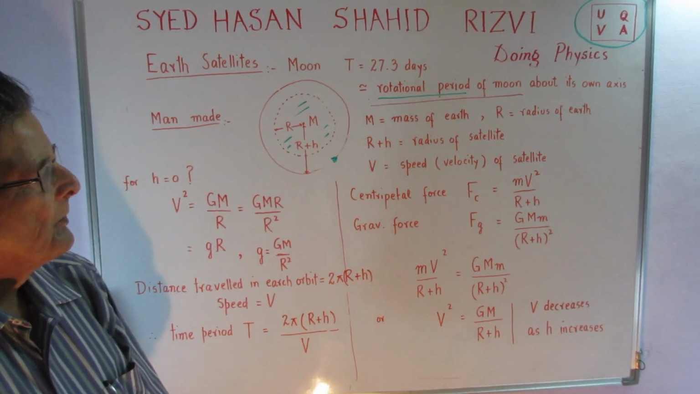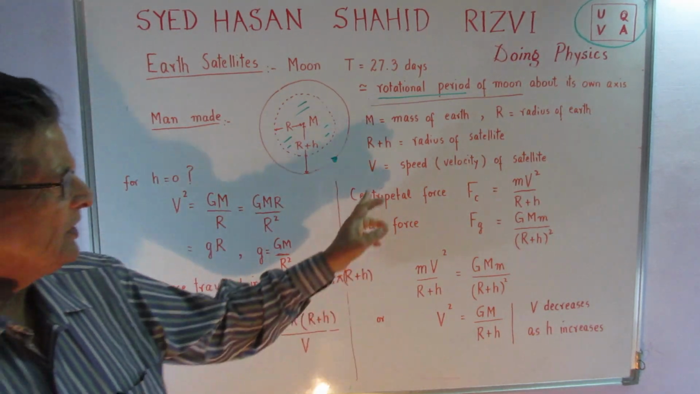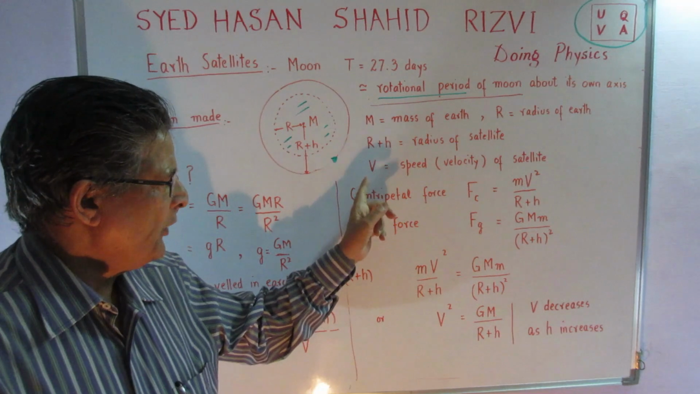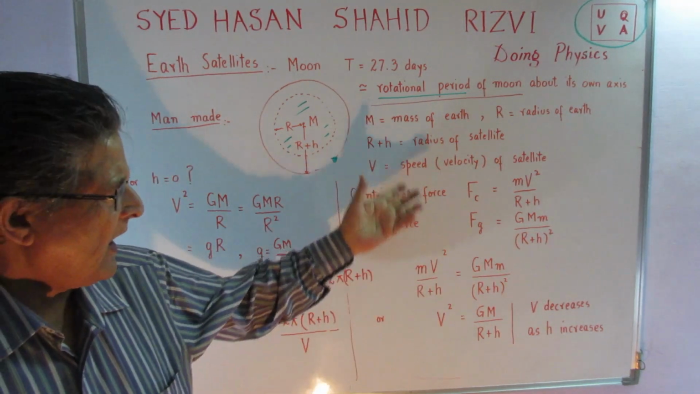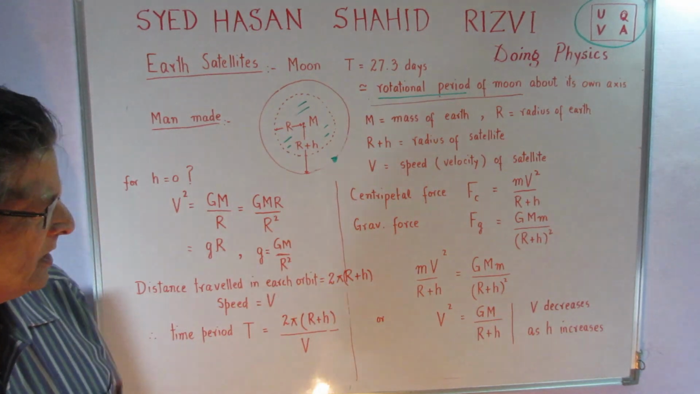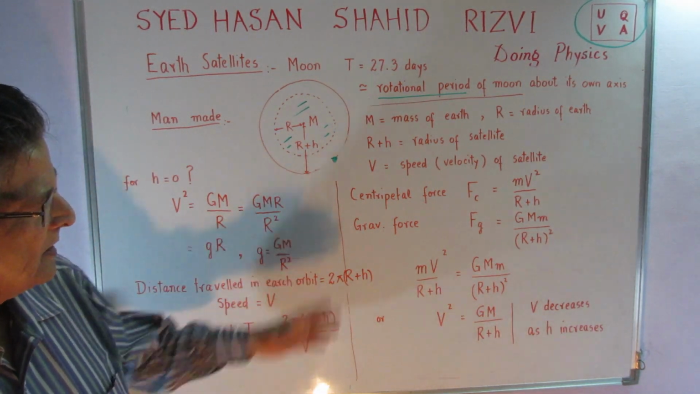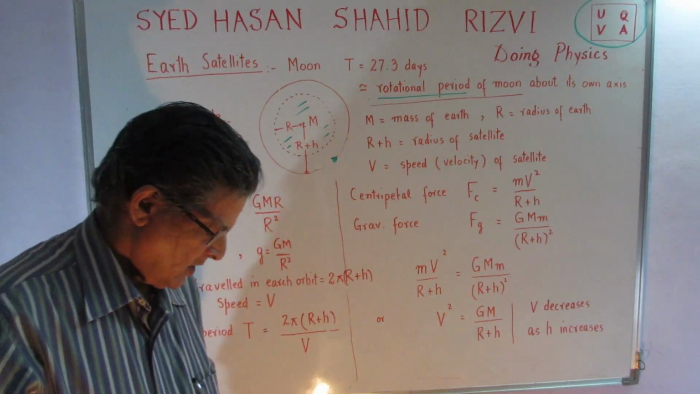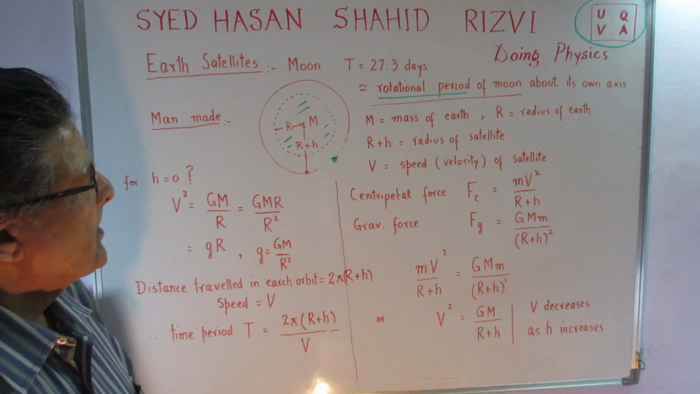Okay. Now let us say that v is the speed or velocity of the satellite. Angular velocity multiplied by r, that is the speed. Let's talk about the speed.